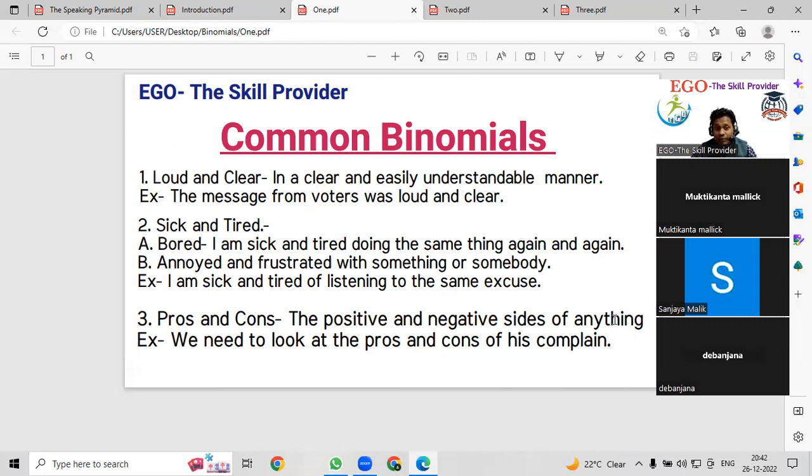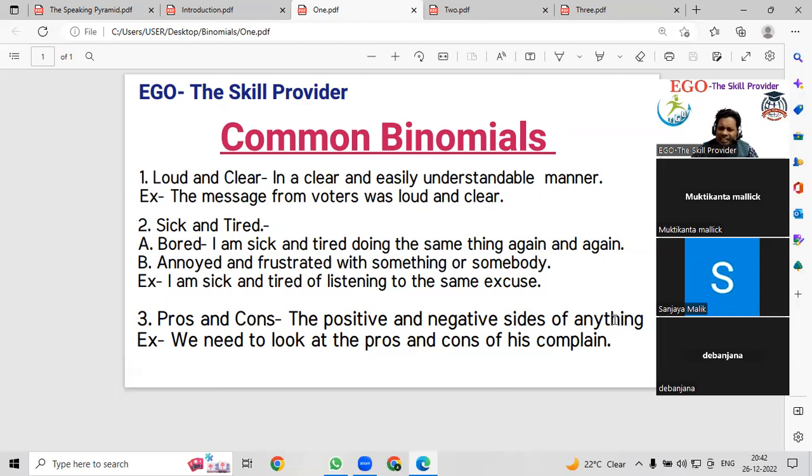Right? So that's why, look, these words are very important. Don't think that these are some ordinary words I'm going to tell you. Please try to use them in your day-to-day conversation. Something called sick and tired. What is sick and tired? You can use it in two different ways. One is something called bored. When something boring happens to you, that is called bored. I am sick and tired of doing the same things again and again.